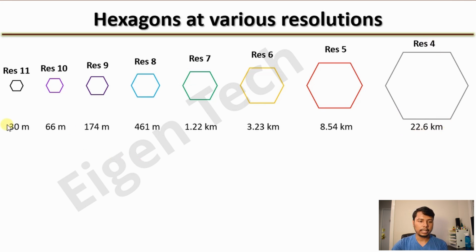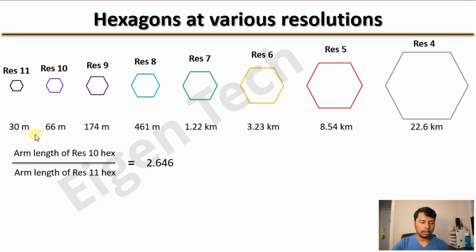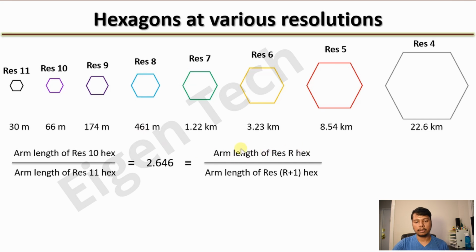If you take the ratio between any consecutive hexes, for example 66 meters by 30 meters, basically the arm length of the res 10 hex divided by the res 11 hex, it is going to be 2.646, and it's going to be the same if you take the ratio of 1.22 kilometers divided by 461 meters. So basically this is the ratio of any two consecutive pairs, resolution r hex divided by resolution r plus 1 hex. So this was the arm length.